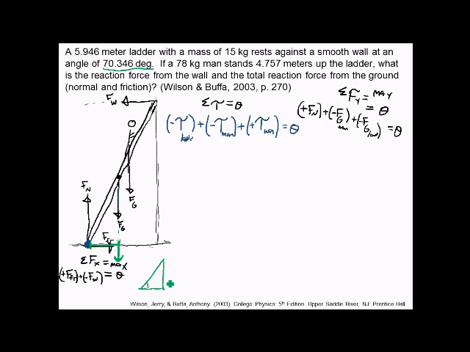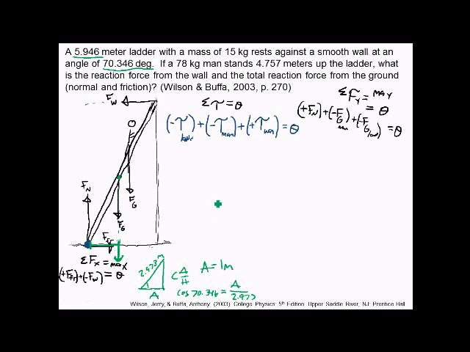And we have our angle right here. And we know that we're looking for the adjacent side. And this is the force of gravity, which is half the way up the ladder. This is the ladder length. So halfway up the ladder is 2.973 meters. We know the angle, and so we can use cosine. It's adjacent over hypotenuse. So cosine of 70.346 equals the adjacent divided by 2.973. So this length here, the adjacent side, is 1 meter in length.